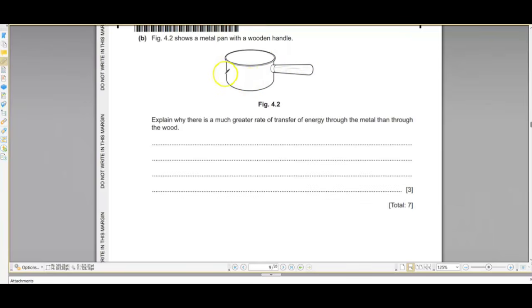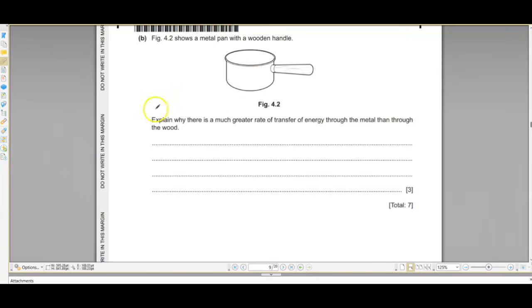But why does it happen? This happens because metals have delocalized electrons, and wood doesn't have delocalized electrons, because wood is a non-conductor of electricity. Metals are conductors of electricity, as they have delocalized electrons, and due to these delocalized electrons, the transfer of thermal energy is more.